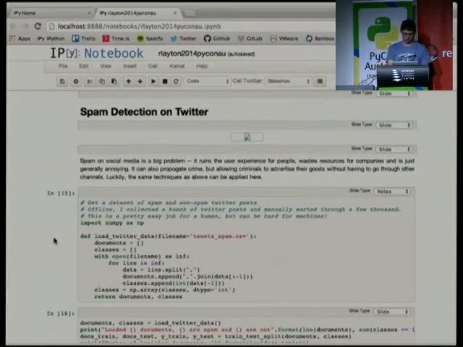So it's a big problem. So for Twitter, Twitter has a big spam problem too. You could probably argue that most stuff on Twitter is spam, but there is actual spam in there as well.